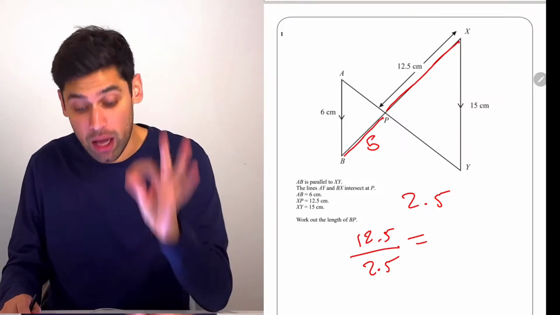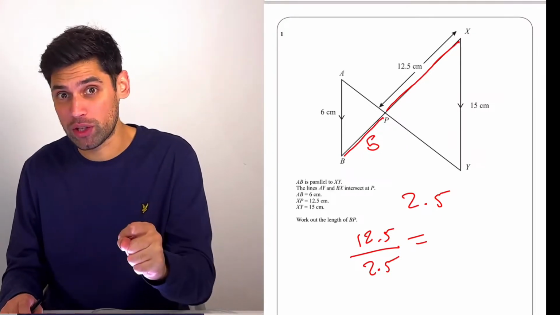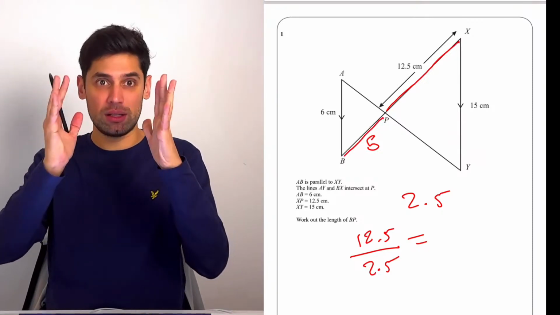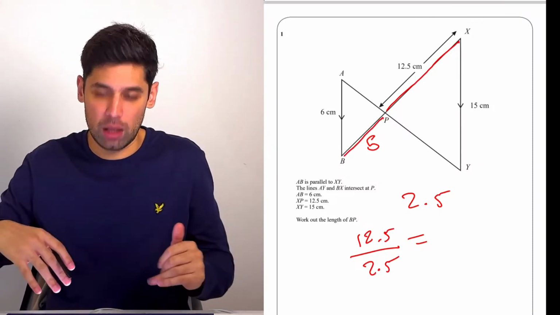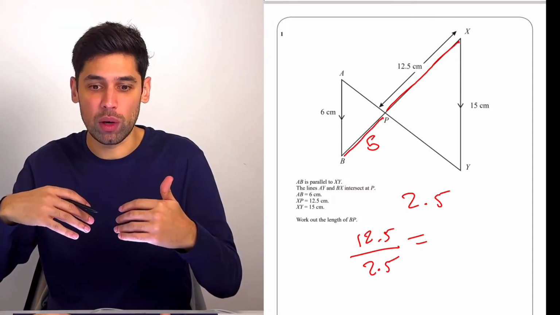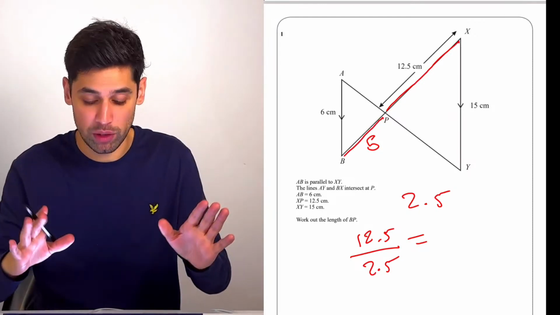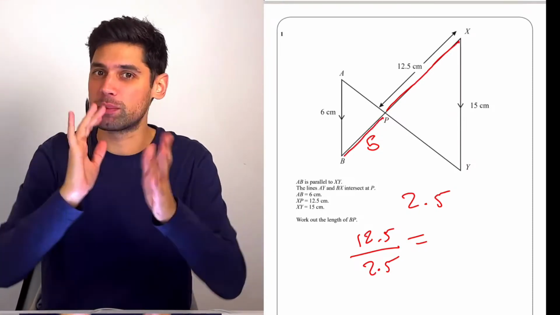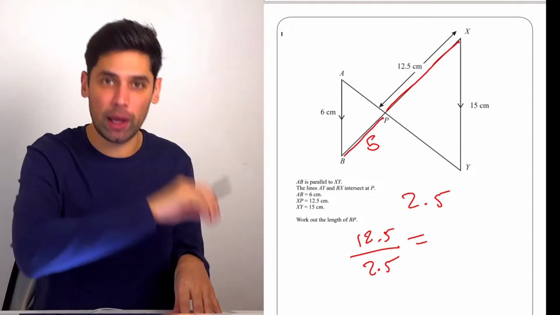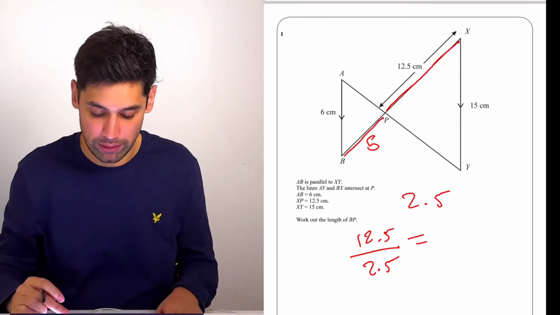So the key thing about similar shapes questions is to find the lengths that are similar to each other. The next questions will be very clear as well, but just because this is the first one we've done: find the lengths that are similar, find the scale factor between them, and then that is the value we multiply or divide by to find the equivalent length.